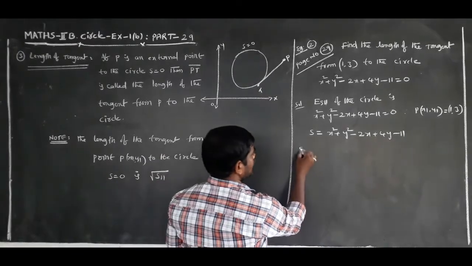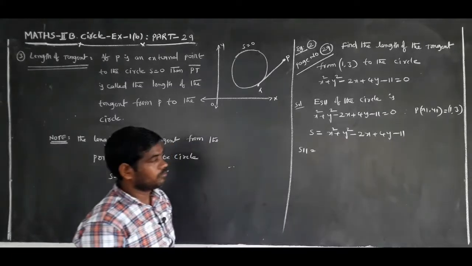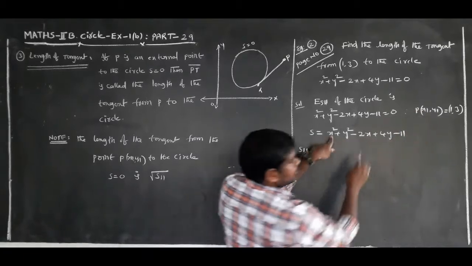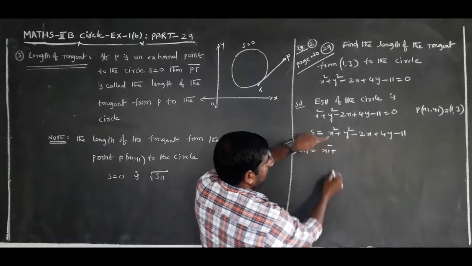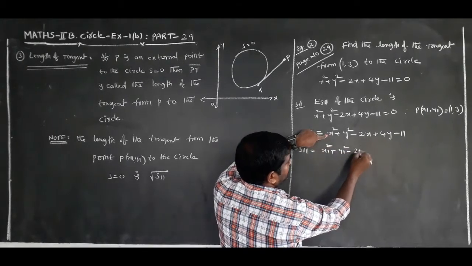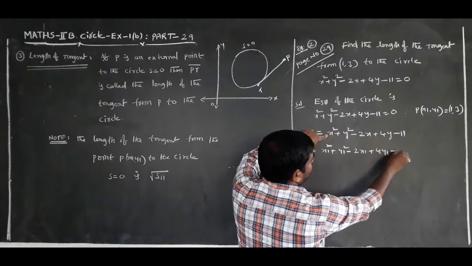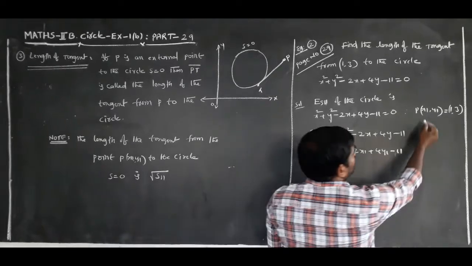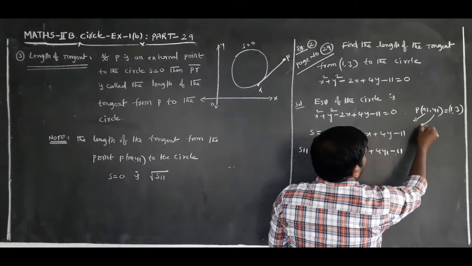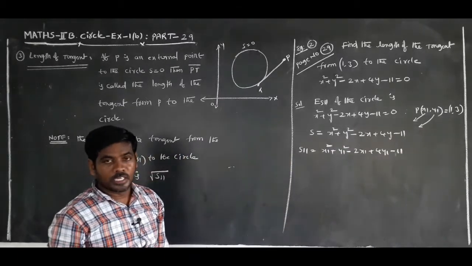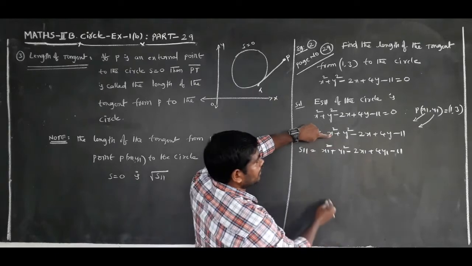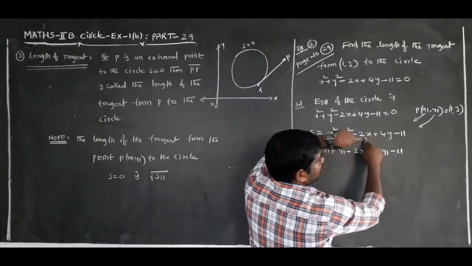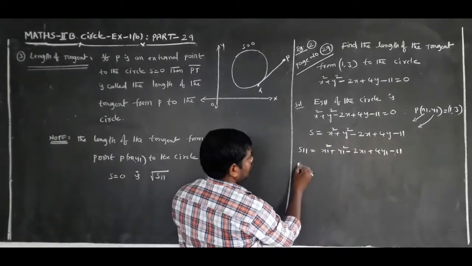We find S11. S11 means substitute x equal to x1, y equal to y1 in x1 square plus y1 square minus 2x1 plus 4y1 minus 11.